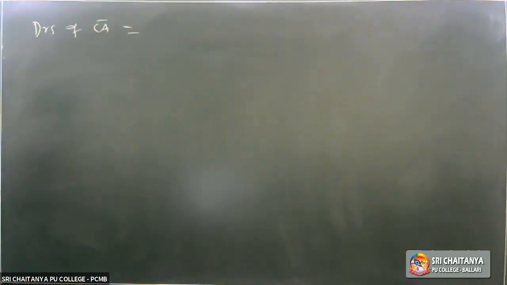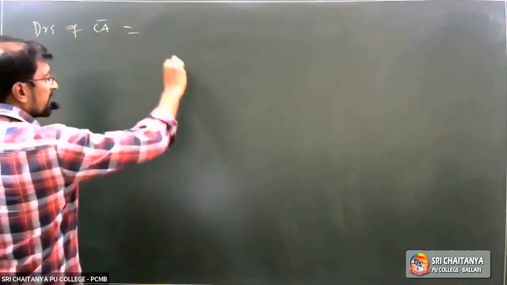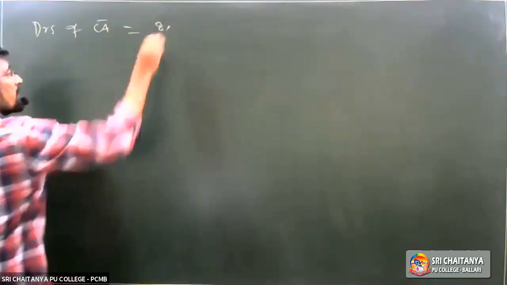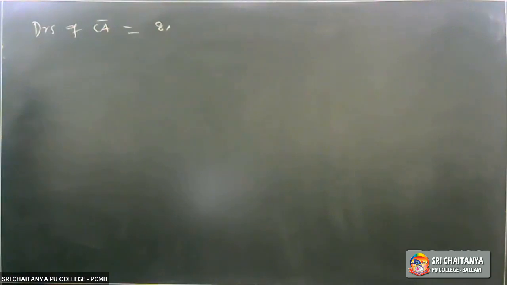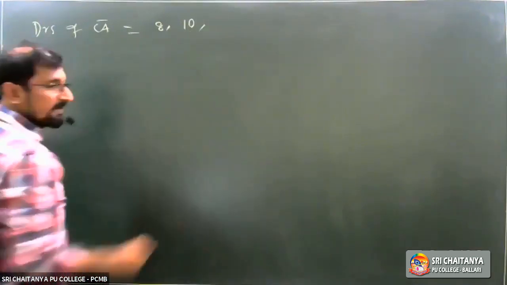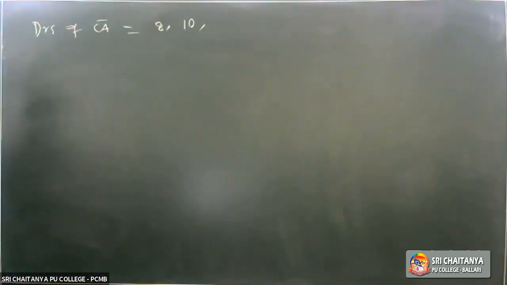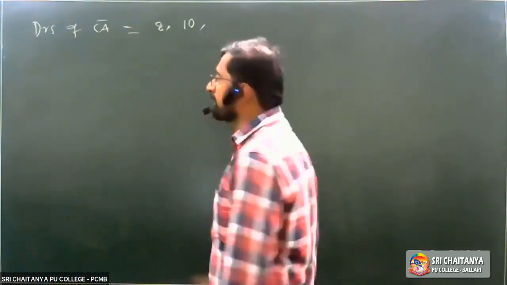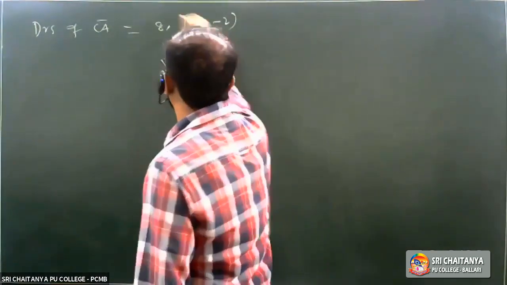CA bar is equal to OA bar minus OC bar. 3 minus of minus 5, which is equal to 8. 5 minus of minus 5 is 10, 5 plus 5 is equal to 10. And minus 4 minus of minus 2, that means minus 4 plus 2 is equal to minus 2.